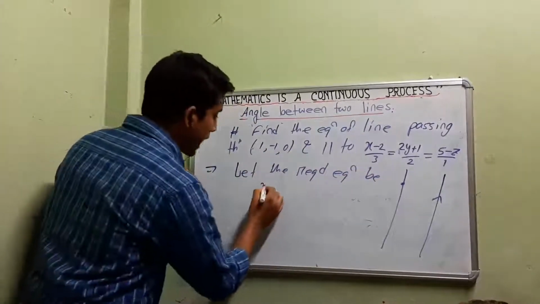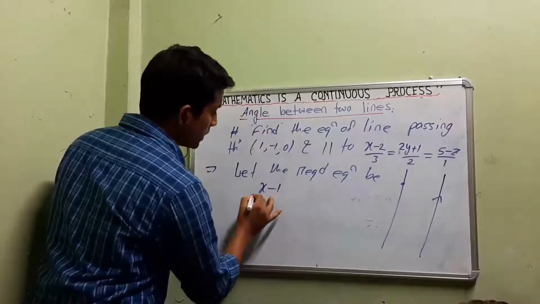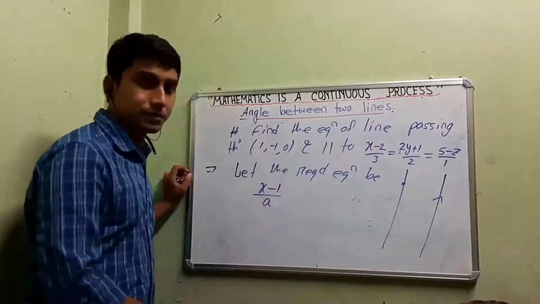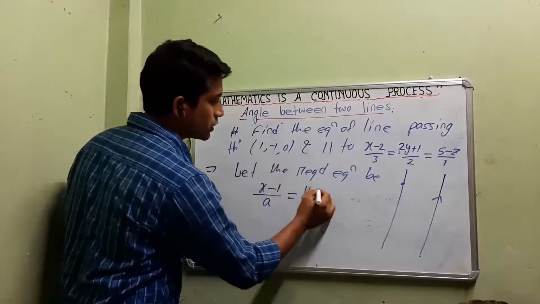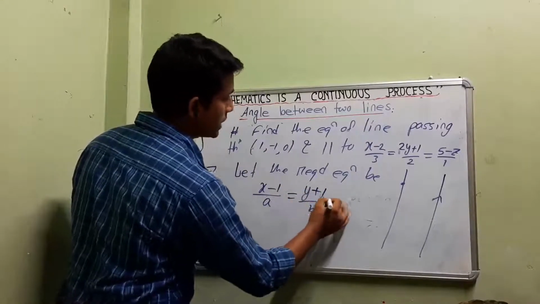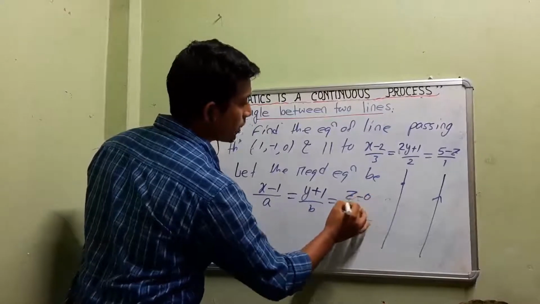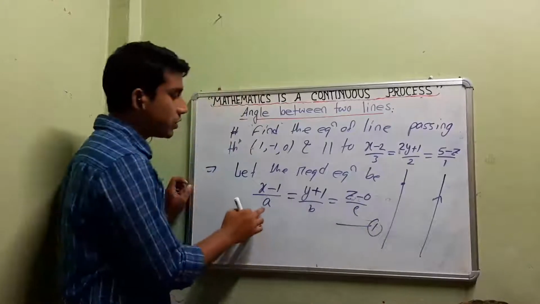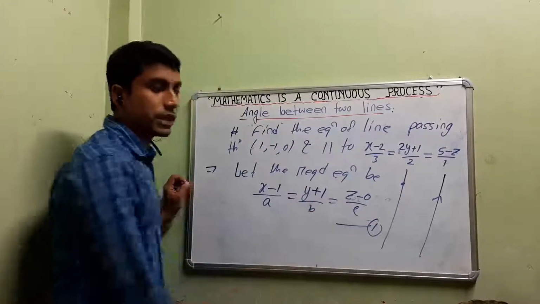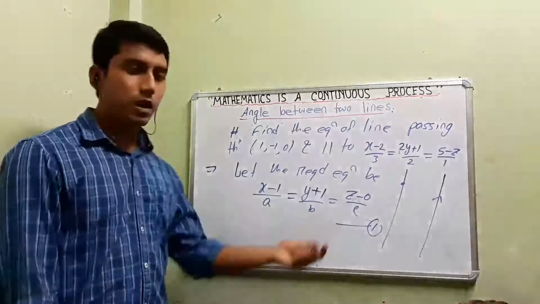We know (x - x1)/a is equal to (y - y1)/b; y1 is already minus 1, so it will be y + 1, divided by b, is equal to (z - z1)/c. This is the required equation you need to get. Now what we need to know are the direction ratios a, b, c. If we can get those, then this will be our required equation.